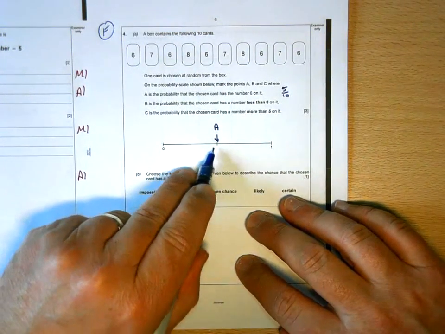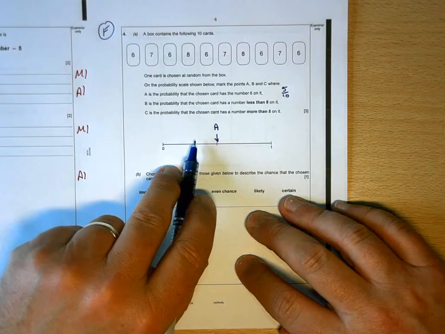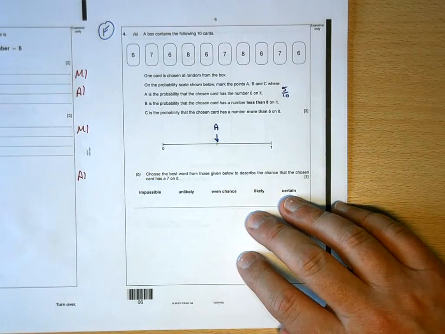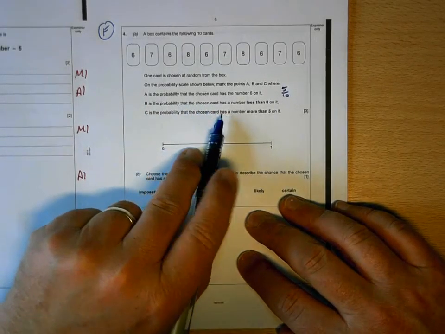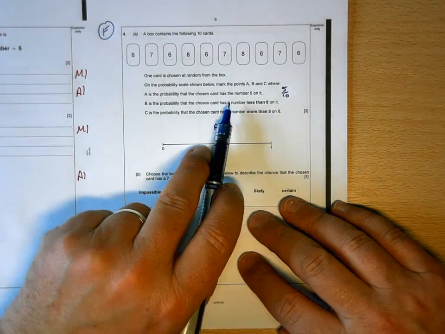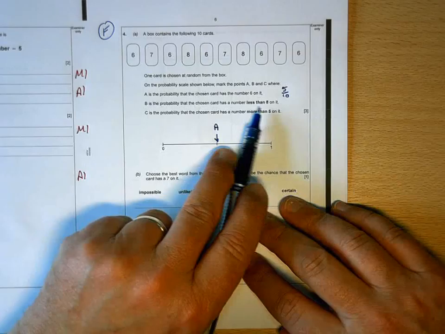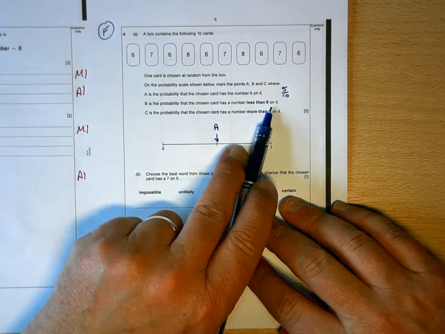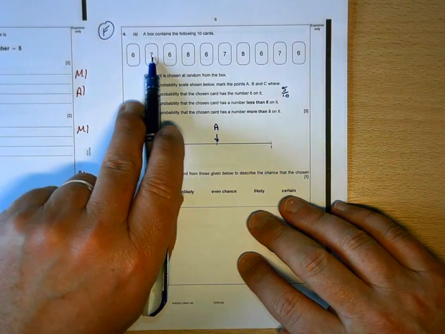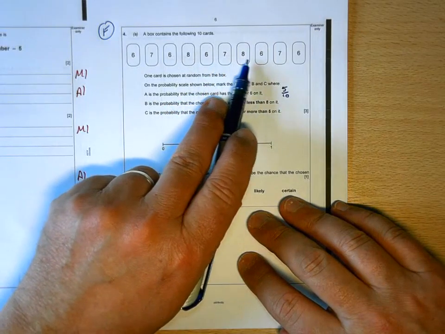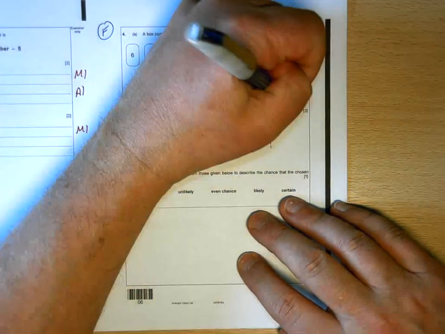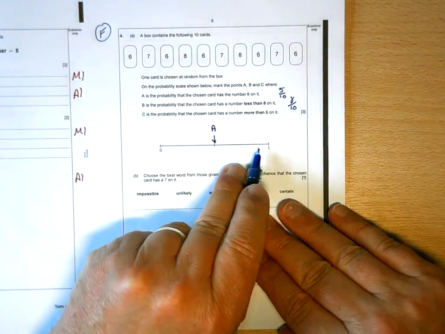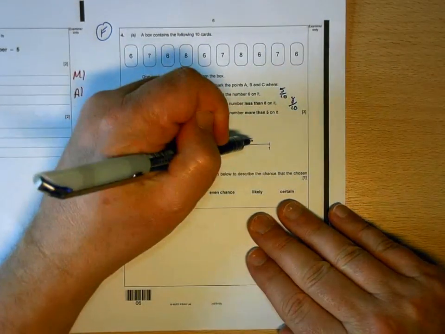And don't write the letter A over the scale. Point an arrow to where you want that to be. B is the probability that the chosen card has a number less than 8 on it. Now if it's less than 8, that means it doesn't include 8. So 1, 2, 3, 4, 5, 6, 7, 8 out of 10. So 8 out of 10 is going to be roughly there.